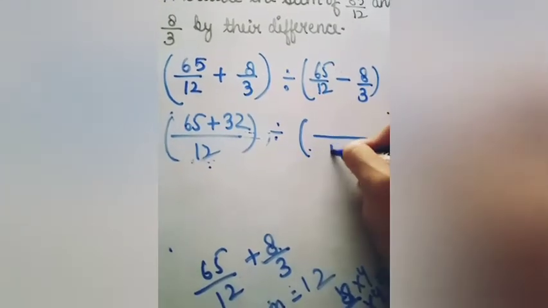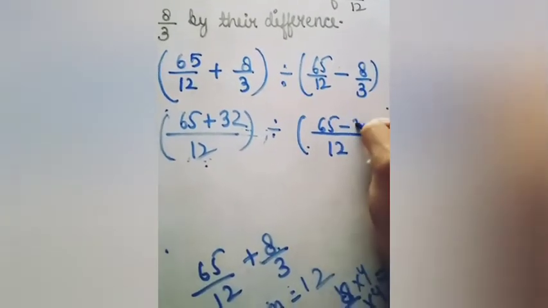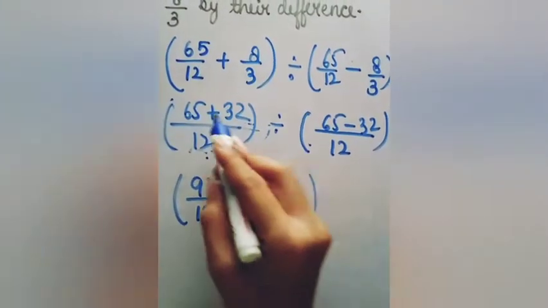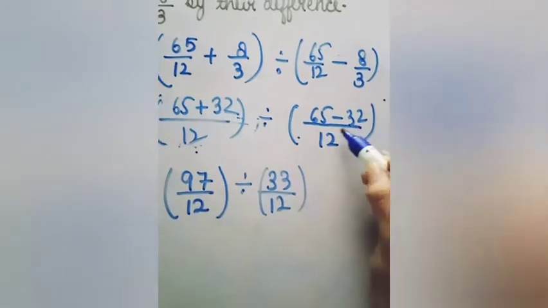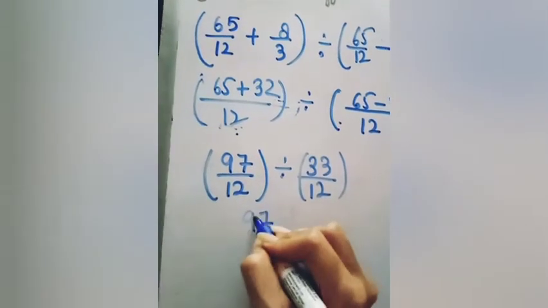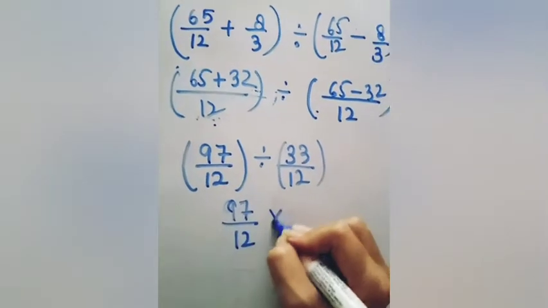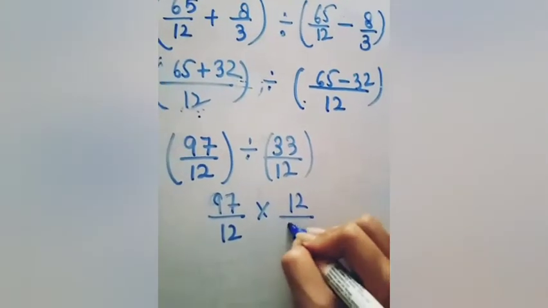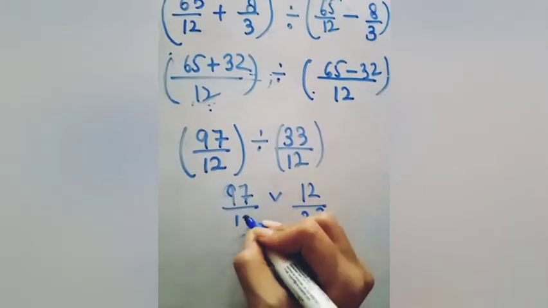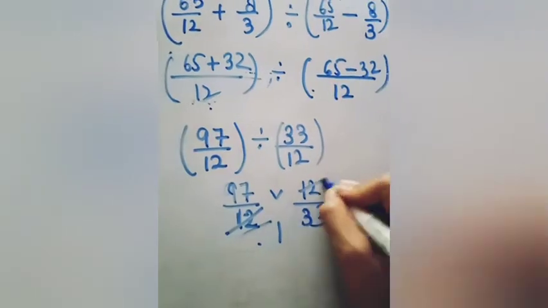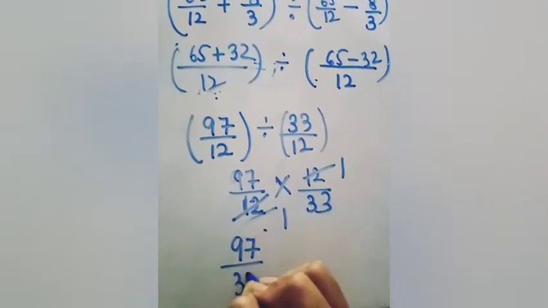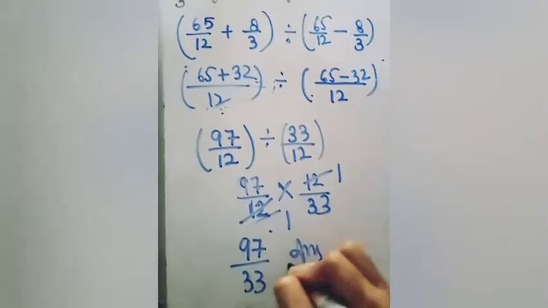Similarly, we will get 65 minus 32. Now solve them further. Now see class, adding gives 97 upon 12, and subtracting gives 33 upon 12. Now we have to do the division. 97 upon 12 multiplied by the reciprocal of this, which is 12 upon 33. 12 ones are 12, 12 ones are 12, and we are left with 97 upon 33. This is the answer, class.